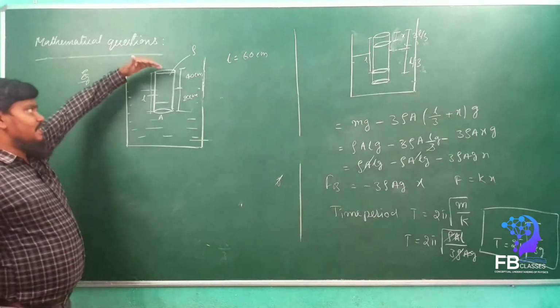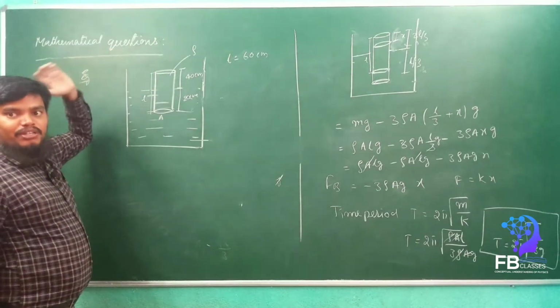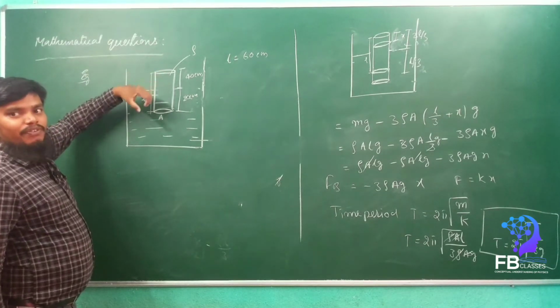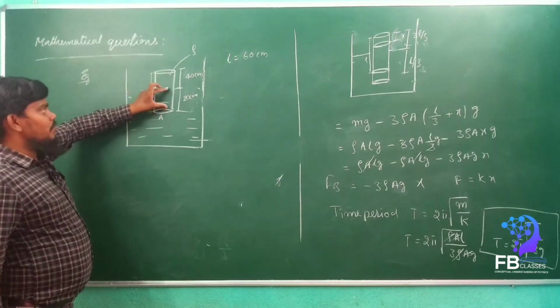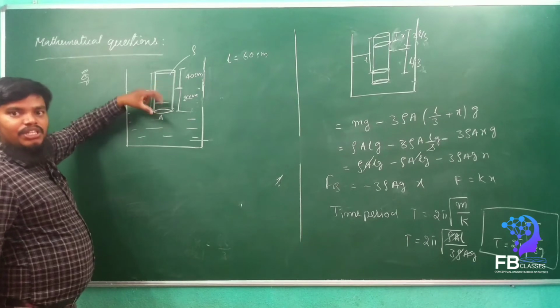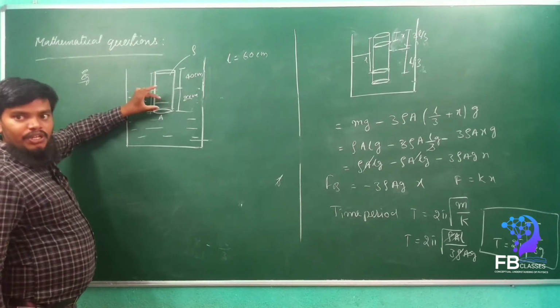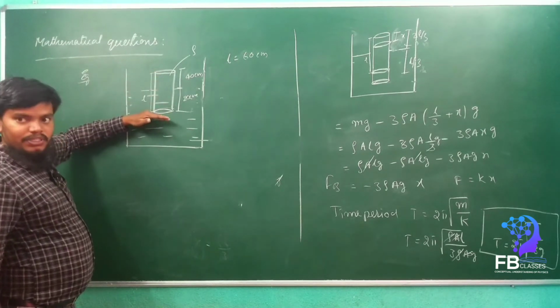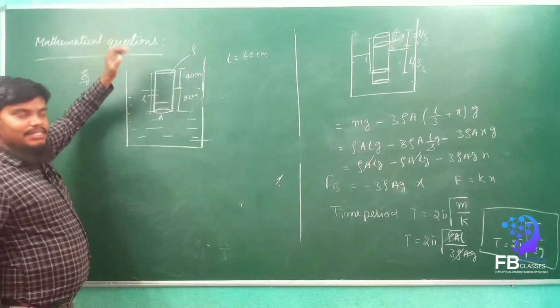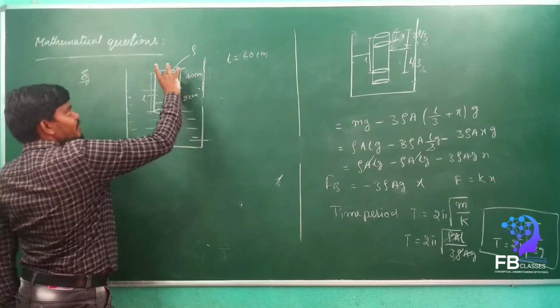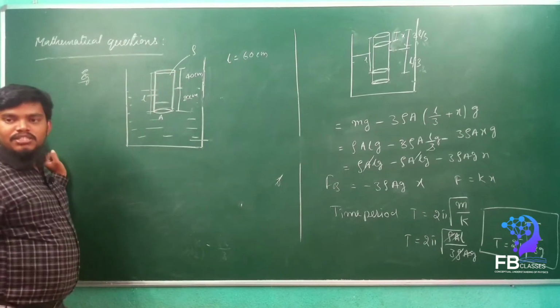We are talking about the maximum amplitude. If you press, how much can you press so that it will do SHM? For example, if you press 10 centimeters, it will do SHM. 20 centimeters, yes, it will. 20 centimeters will go down, then 20 centimeters will come up. Yes or no? If it comes 20 centimeters up, then this total cylinder will just touch the surface of the water.